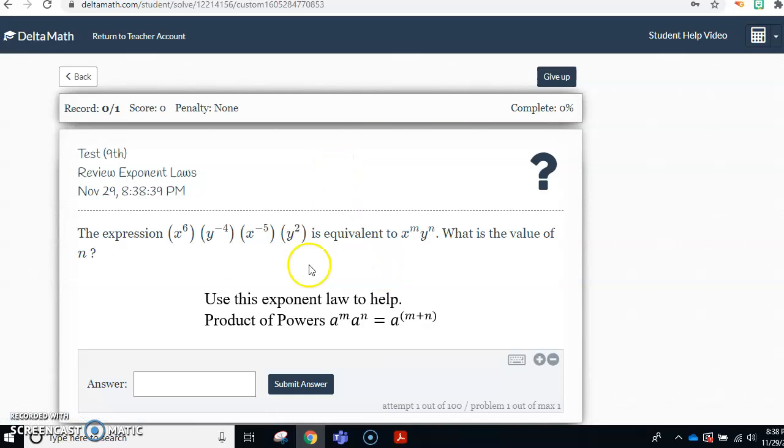All right, now the next problem. This is a review of exponent laws. So this expression, you're multiplying x to the 6th times y to the negative 4th times x to the negative 5th y squared. It's equivalent to x to the m, y to the n. Remember our exponent rules. When you multiply like bases with exponents, you add the exponents. So if you're trying to find what n is, then you're going to add the y to the negative 4th and the y squared to figure out what y to the n is. You're going to combine those two exponents.